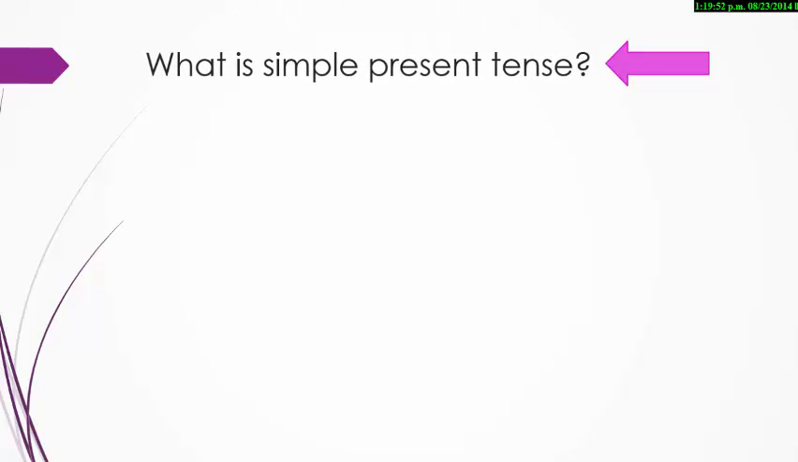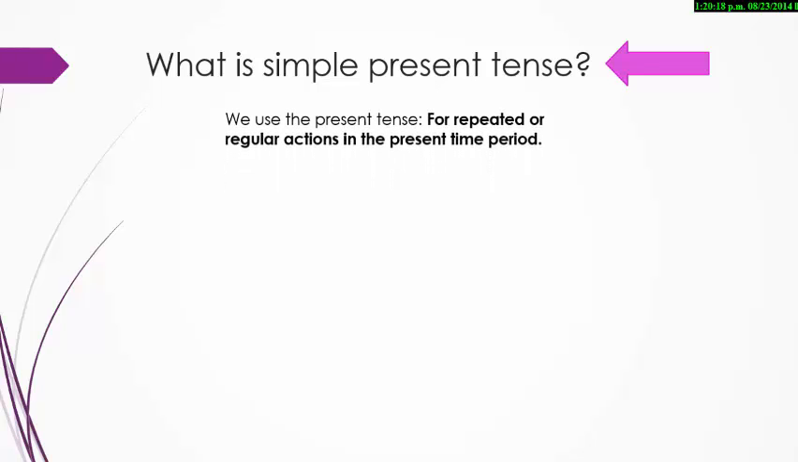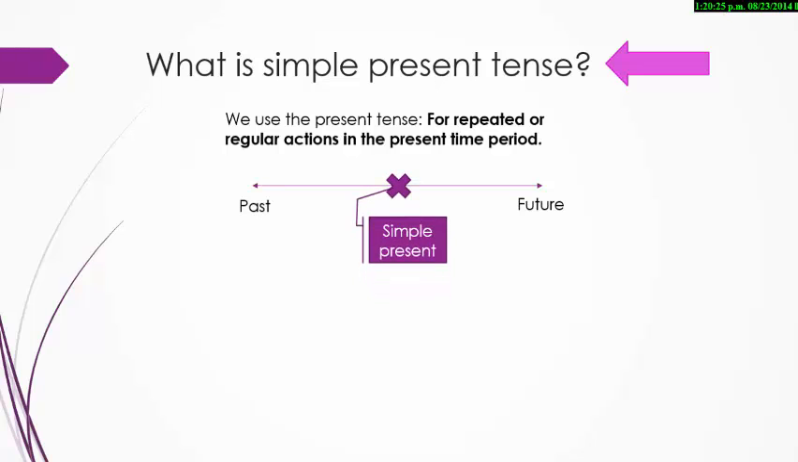What is simple present tense? We use the simple present to express the idea that an action is repeated or usual. The action can be a habit, a hobby, a daily event, a scheduled event, or something that often happens. It can also be something a person often forgets or usually does not do. Remember, we use the present tense for repeated or regular actions in the present time period.